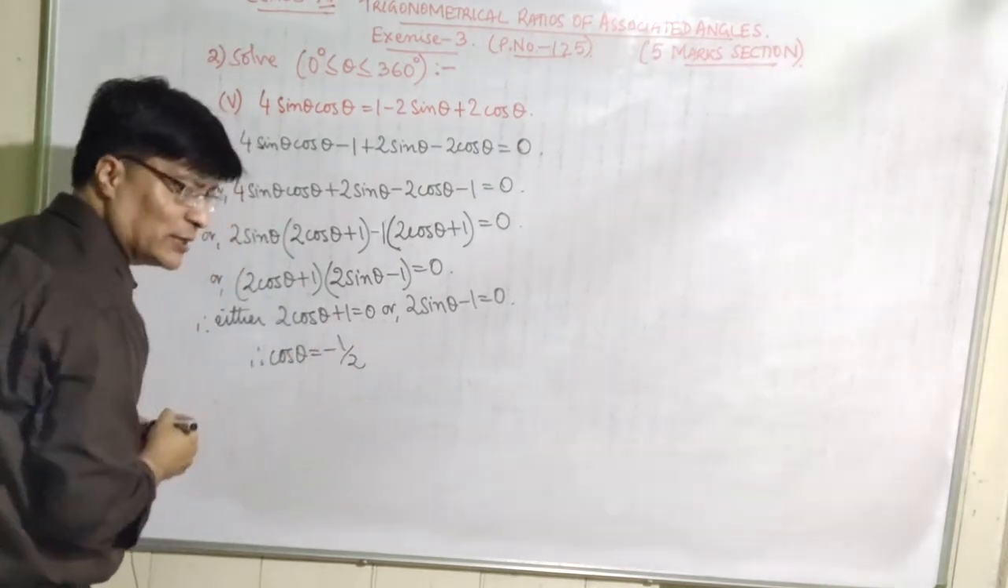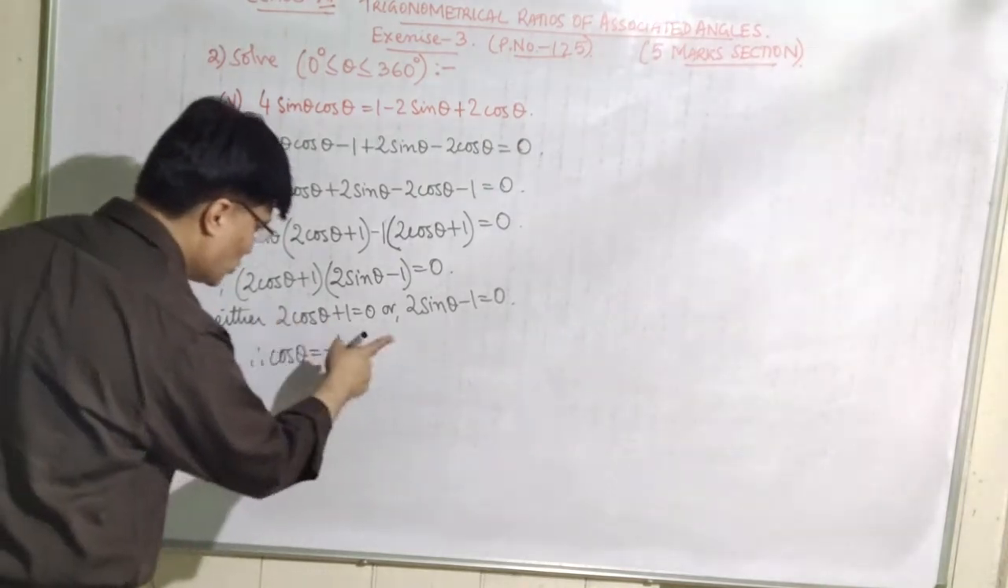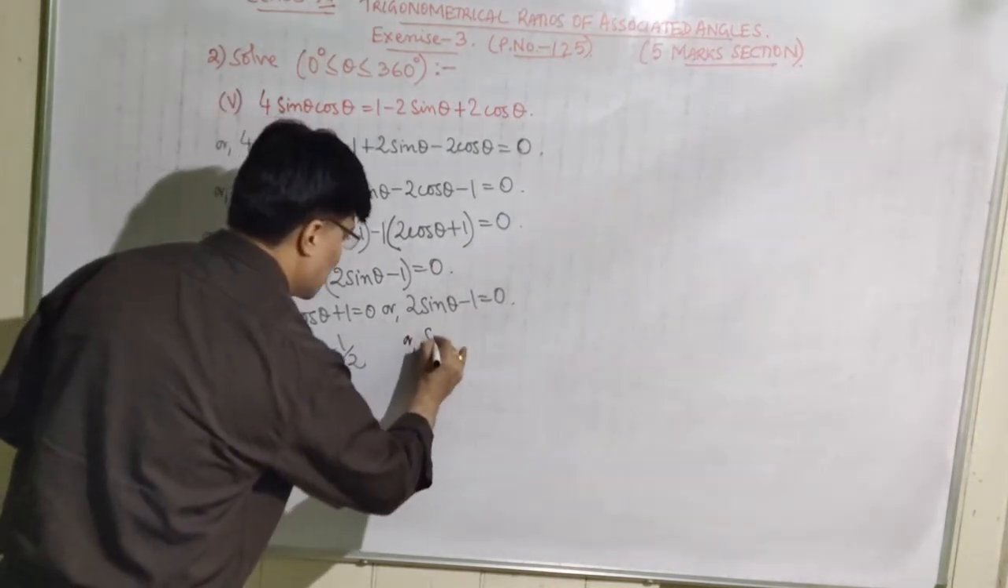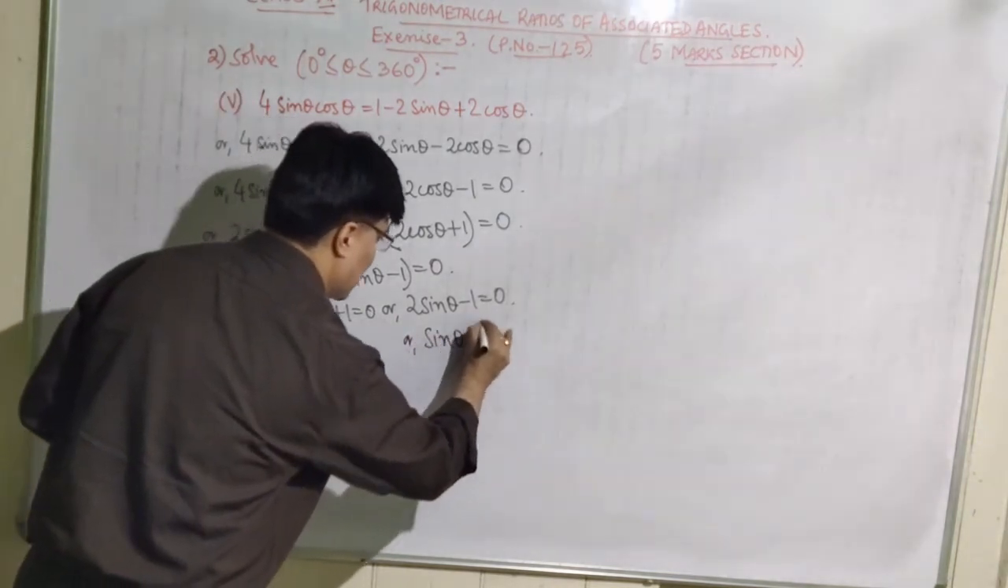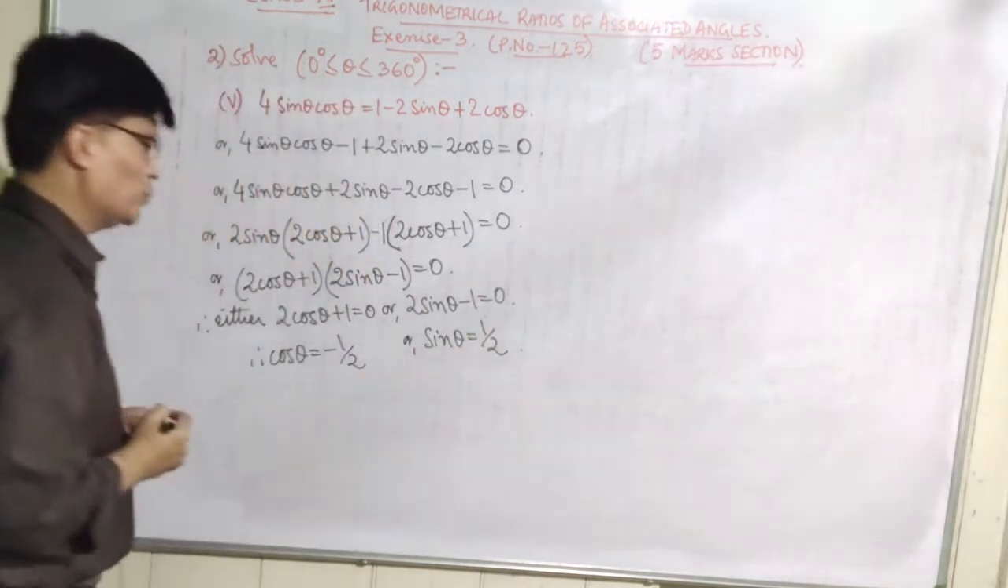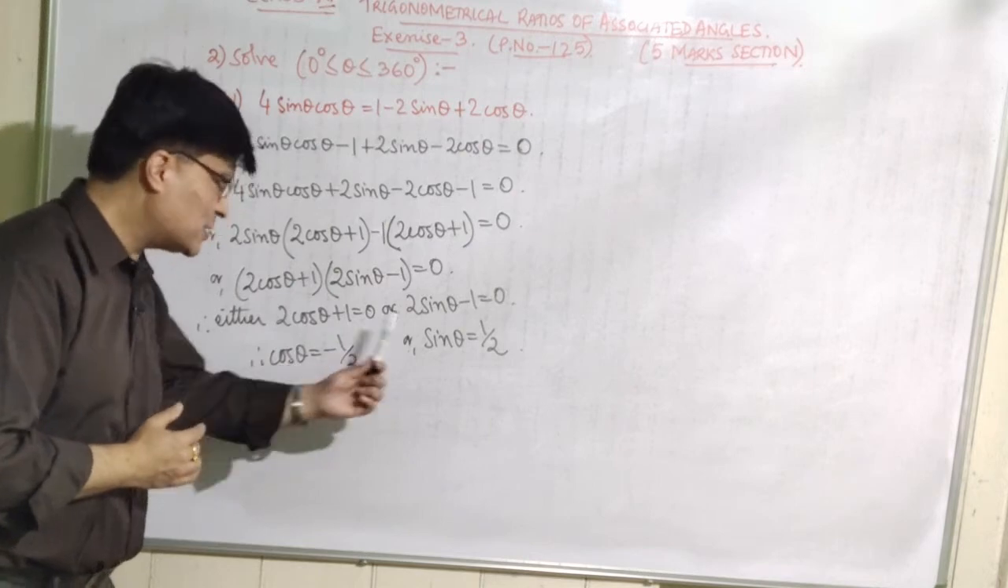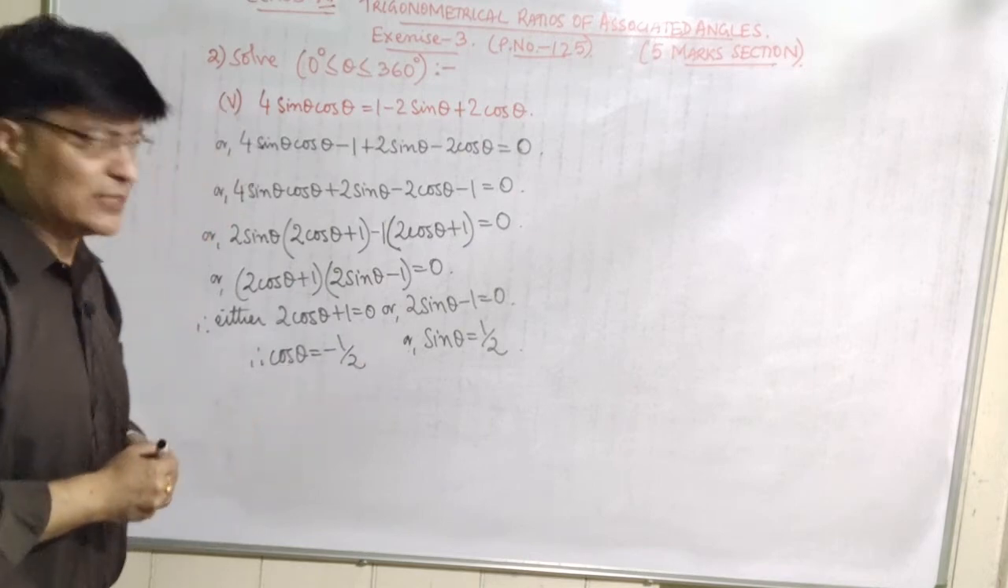Plus 1 is taken to the right hand side, minus 1. And this 2 goes to the denominator, so it is minus half. Here what is the value for sin theta? Here sin theta is equal to 1 upon 2. So now from these two values of cos theta and sin theta, you can easily get the value for theta.